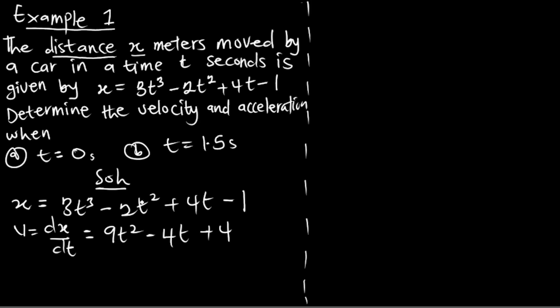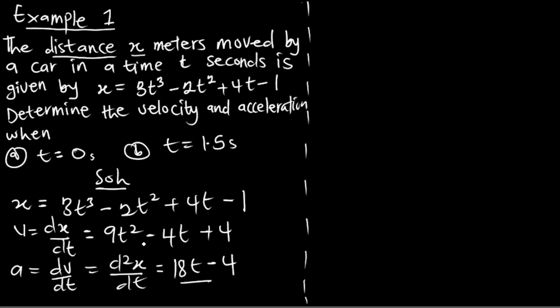Is the question interested in acceleration too? Yes. So to get the acceleration, we further differentiate this velocity. We know that acceleration is the same as the derivative of the velocity, which is also the same as the second derivative of the distance. So we further differentiate this and we get 18t minus 4. This is the acceleration equation, and this is the velocity equation. Now we are to determine it when the time is 0.